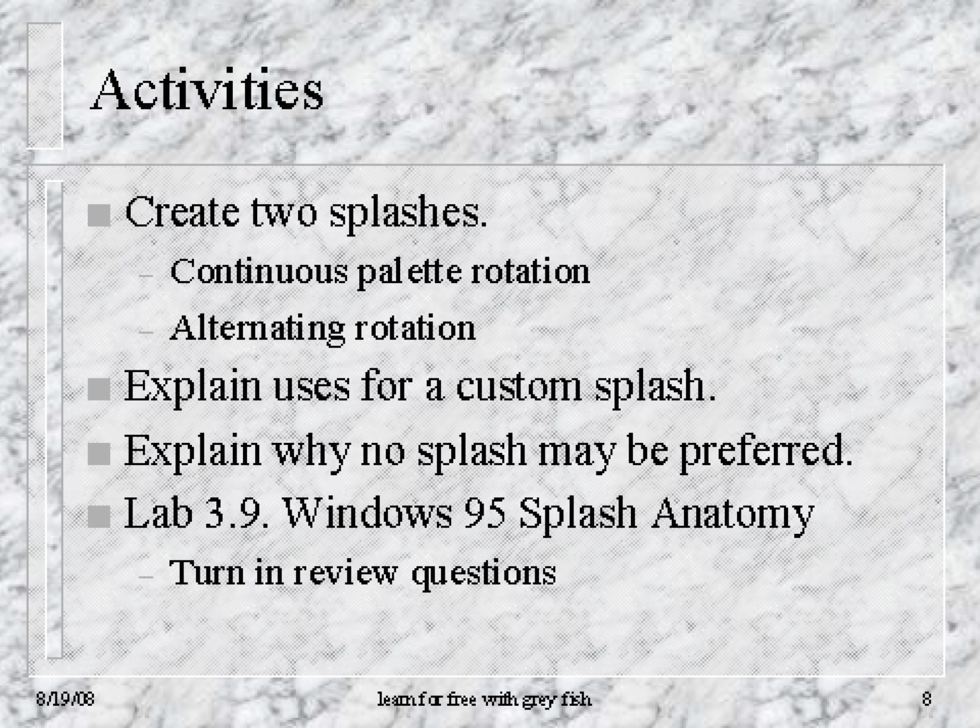For today's activities, I want you to go ahead and create two splash screens, one using continuous rotation and another with alternating rotation. And I also want you to make a LOGO.SYS and LOGO.SYS for telling the user Windows is shutting down and shutdown is completed. Explain how a custom splash may be useful in certain situations, and explain why having no splash screen may be preferable in others. There's also some review questions in Lab 3.9 Windows 95 Splash Anatomy. I want you to do these questions and turn in your worksheet when you're done.